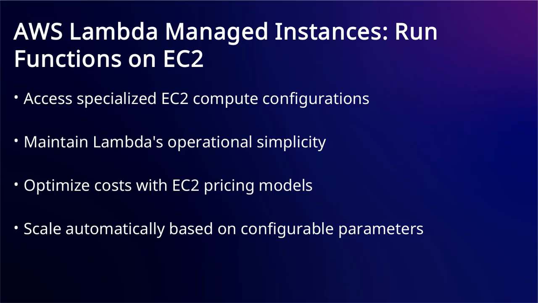Lambda Managed Instances handles infrastructure tasks, enabling you to focus on code development. The system scales automatically based on your parameters, ensuring efficient resource utilization. By combining EC2's flexibility with Lambda's ease of use, you can optimize performance and costs for various workloads.